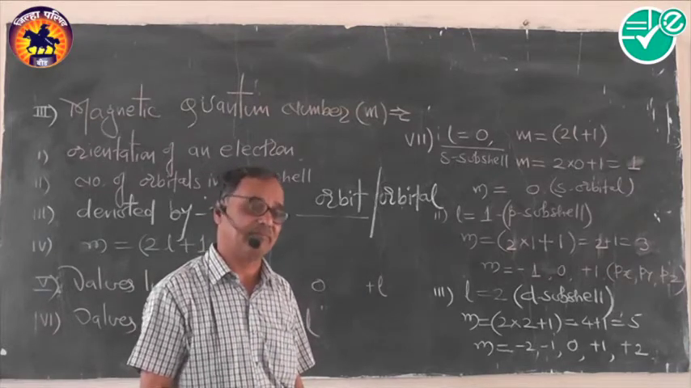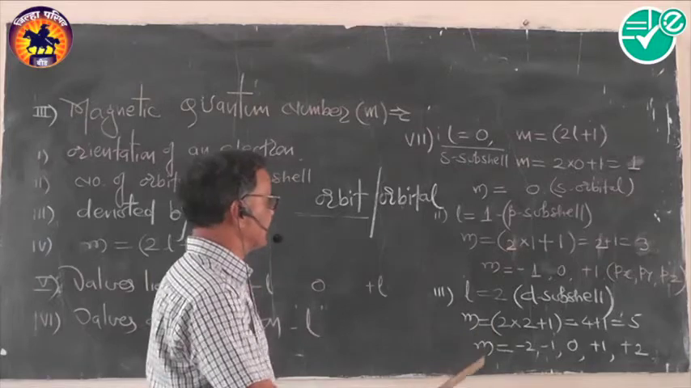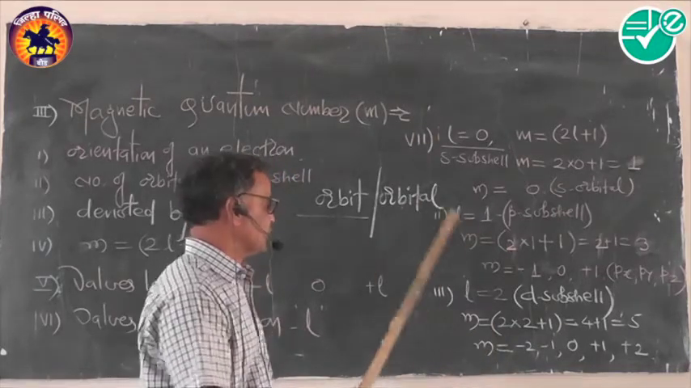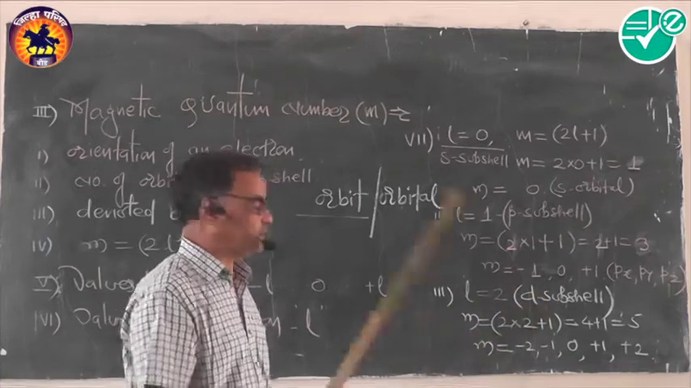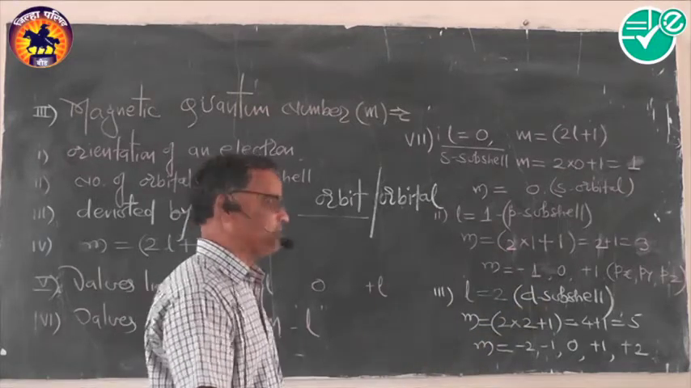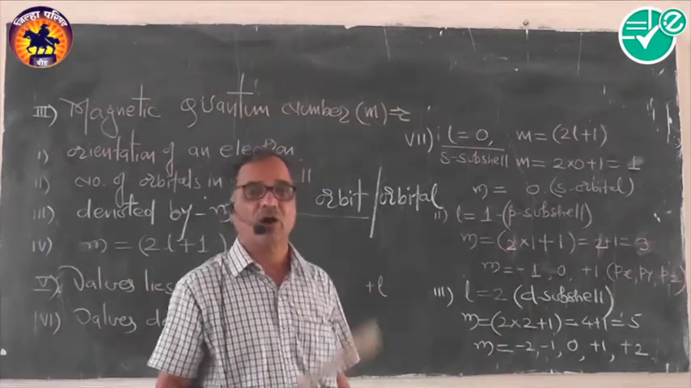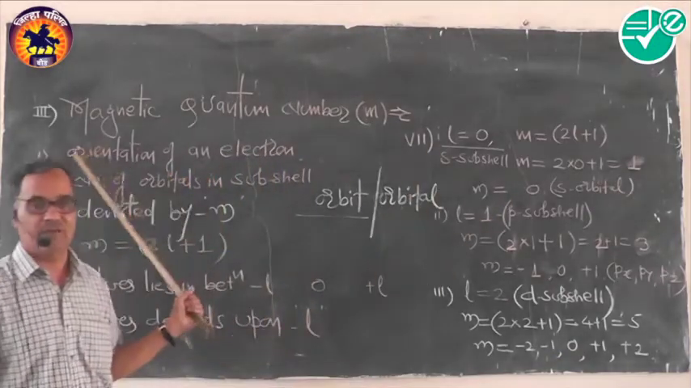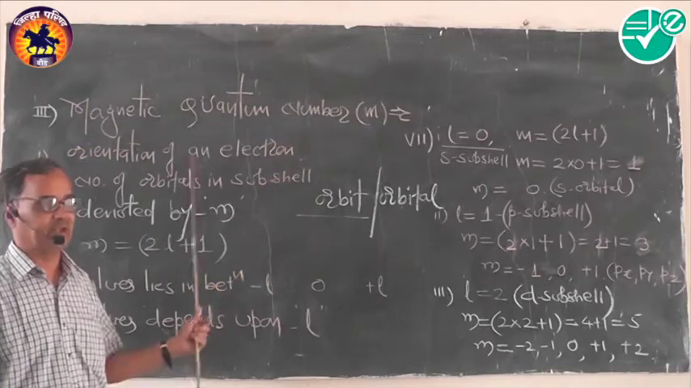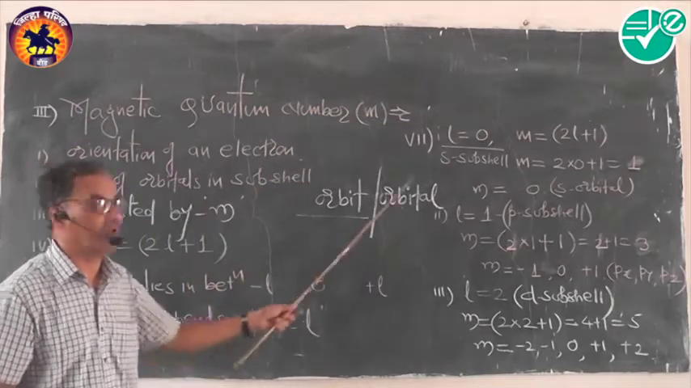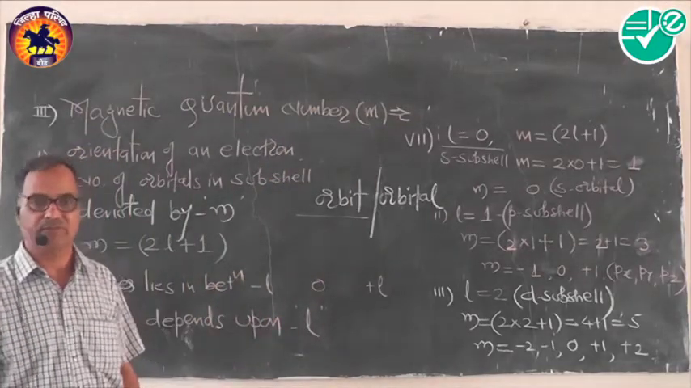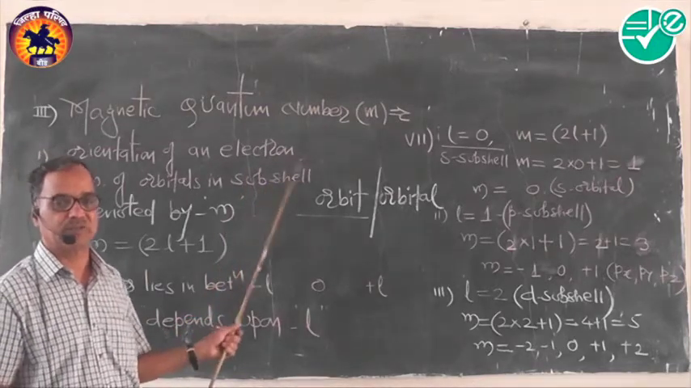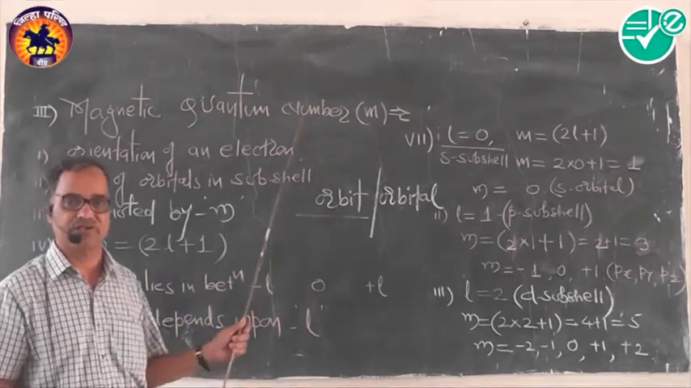So this is all about the magnetic quantum number, its characteristics and the values of the magnetic quantum number, on the basis of which we get information about the number of orbitals and the orientation of an electron.